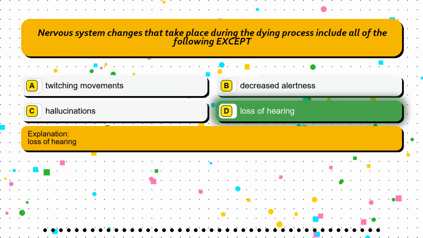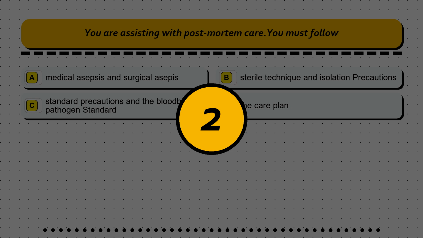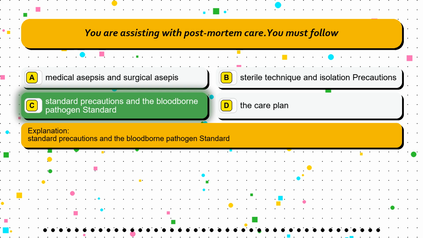Loss of hearing. Question 33. You are assisting with post-mortem care. You must follow: option A, medical asepsis and surgical asepsis, option B, sterile technique and isolation precautions, option C, standard precautions and the bloodborne pathogen standard, option D, the care plan. The correct answer is option C, standard precautions and the bloodborne pathogen standard.